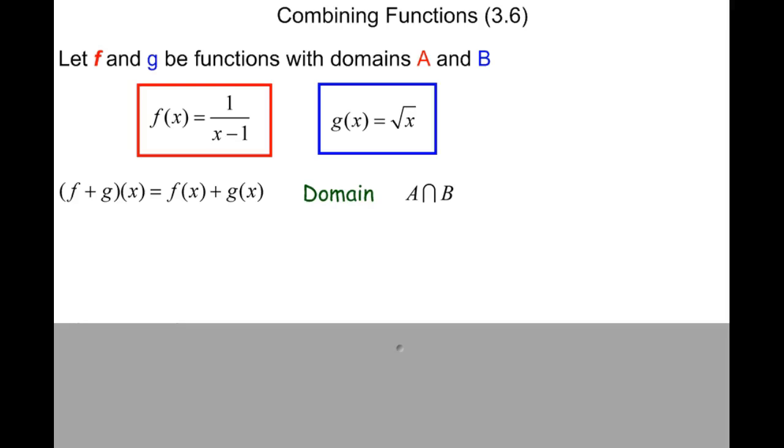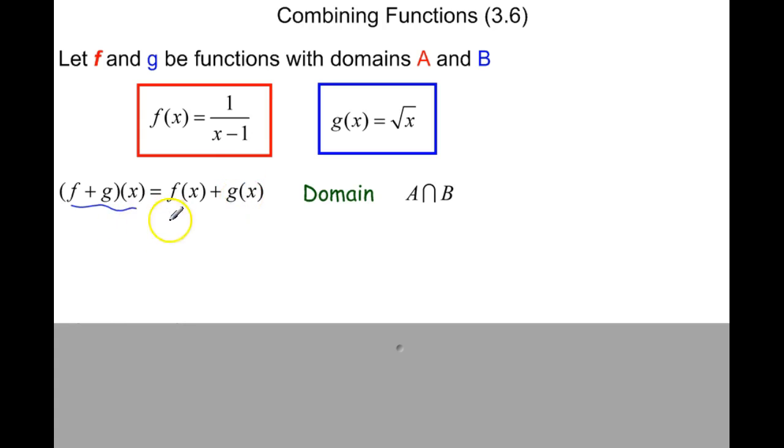Okay, so combining functions is what we're talking about today. And we're going to start with stuff that's kind of easy. You've got these two functions, f and g. If you want to add up f and g, this is just the real formal way of writing that. If you see it like this, you want to immediately change it to something easier for us to do, which is just f of x plus g of x.